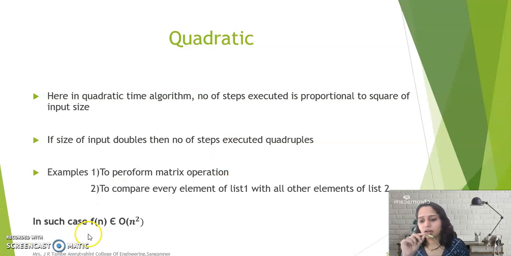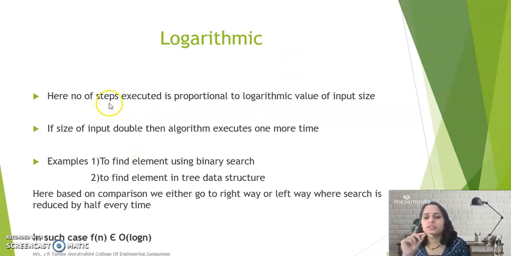Okay, so what is the relation between the function, meaning the time requirement, for finding out the required result? When we have input size as n, then the time requirement will be big O of n square. So the square of the input size. So that is all about the quadratic time programming constructs. Now the next one is logarithmic. So what is the relation here? The number of steps executed is proportional to the logarithmic value of the input size, and if the input size doubles, the number of steps executed will increase by one more.